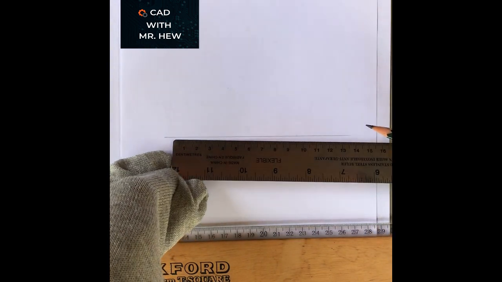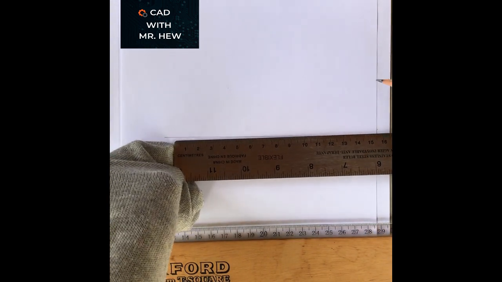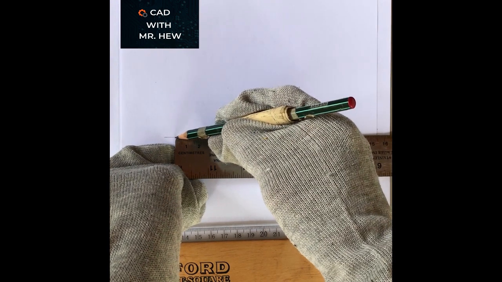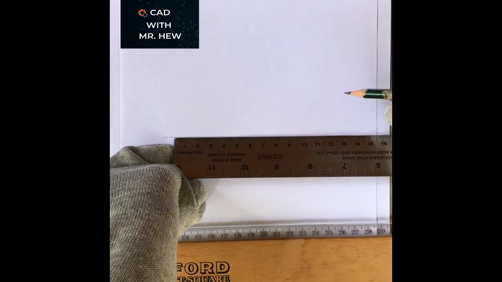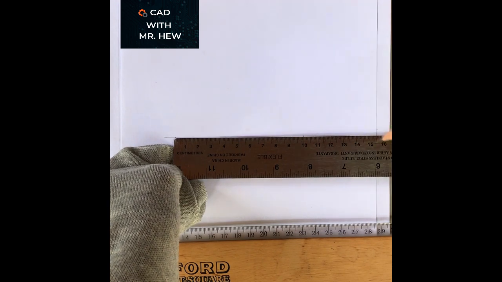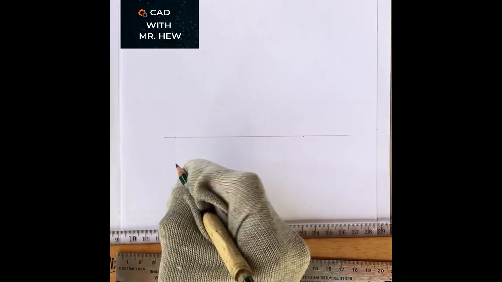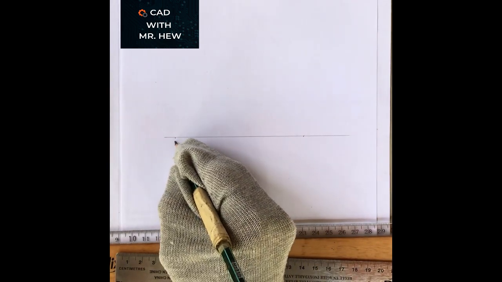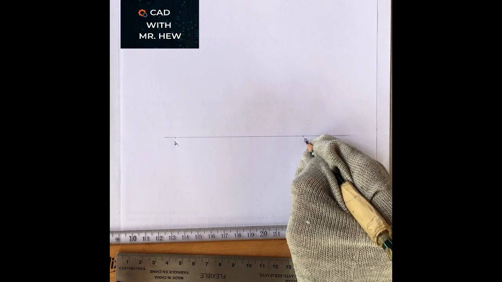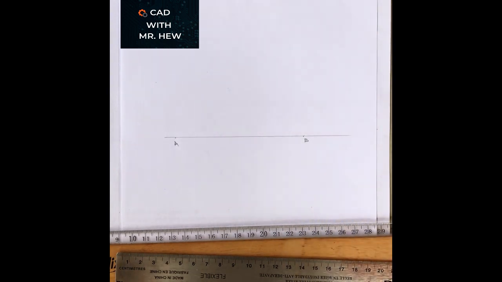So we're going to draw our construction line, which we did a while ago. We're going to measure 100 millimeters on this construction line. So we're going to mark the point A. Then we're going to measure 100 millimeters from this point. Then we're going to label this capital A, capital B.